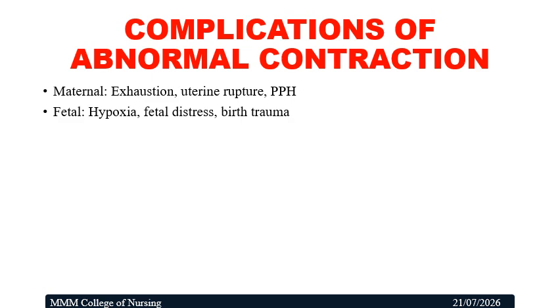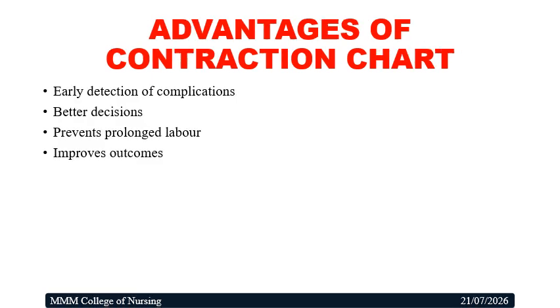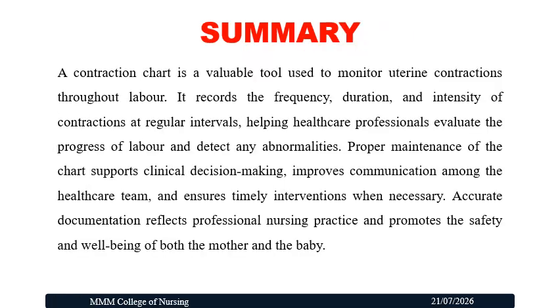Complications are maternal exhaustion, uterine rupture, and PPH. On the fetal side, hypoxia, fetal distress, and birth trauma. These are the complications that may develop for the mother as well as for the fetus. Advantages of the contraction chart are early detection of complications, better decisions for better maternal and fetal outcomes, preventing prolonged labor, and improving outcomes.